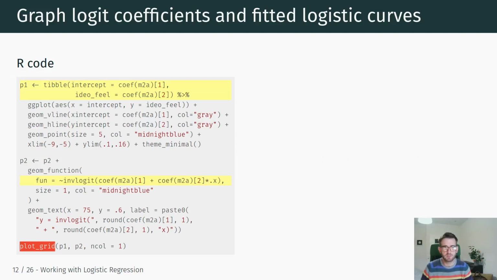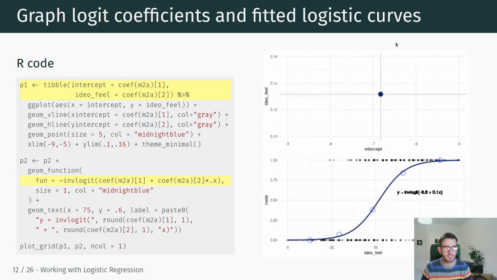So what is the result of these two commands, these two plots? As I mentioned, the first plot just focuses on the actual coefficients themselves. On the x-axis we have the intercept itself with a point estimate of around 0.68 or something along those lines, and then we have our feeling thermometer with a coefficient for that variable of around 0.13, something like 0.135 maybe.